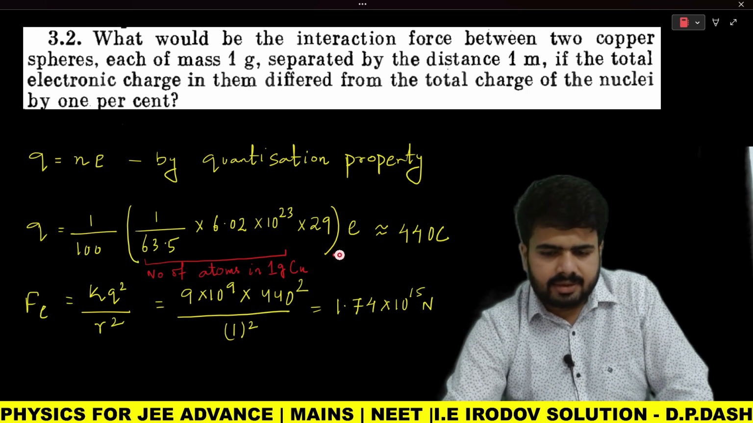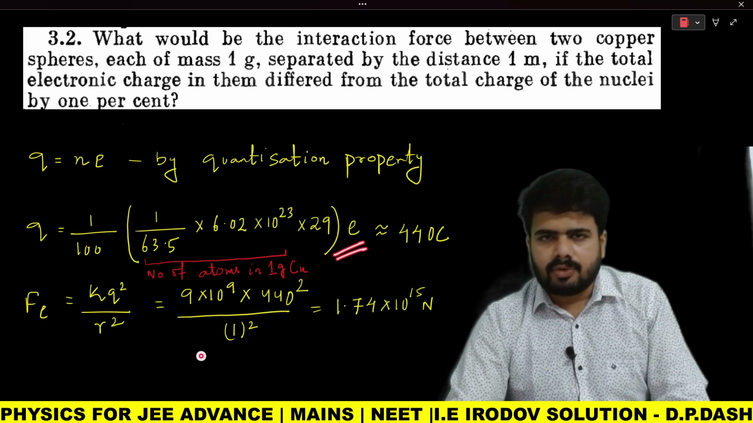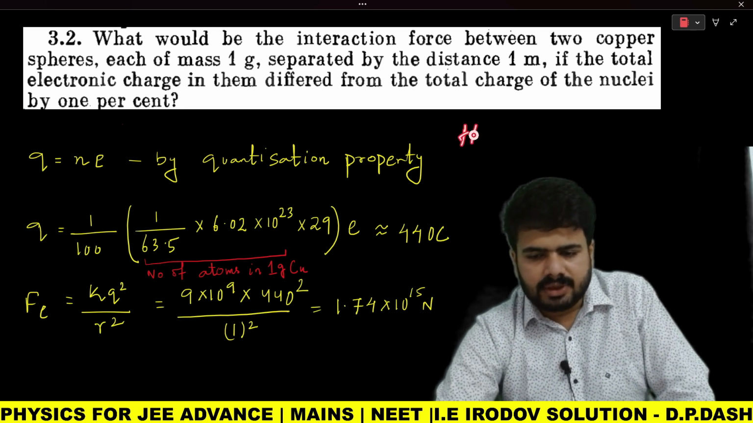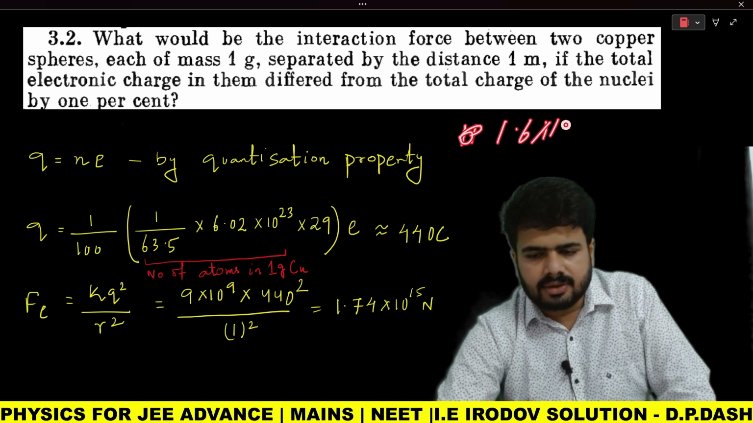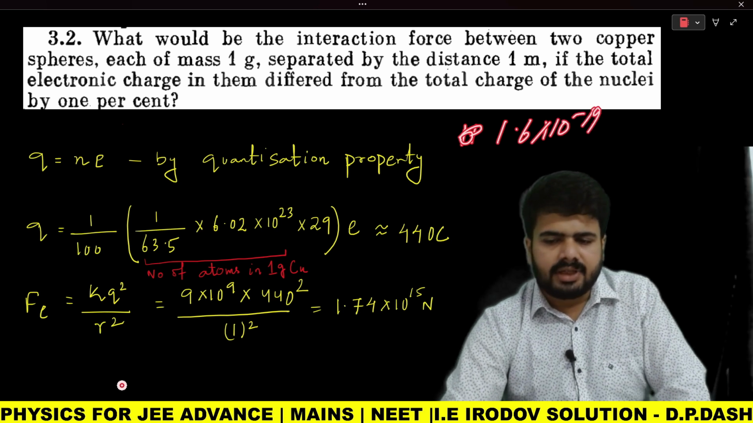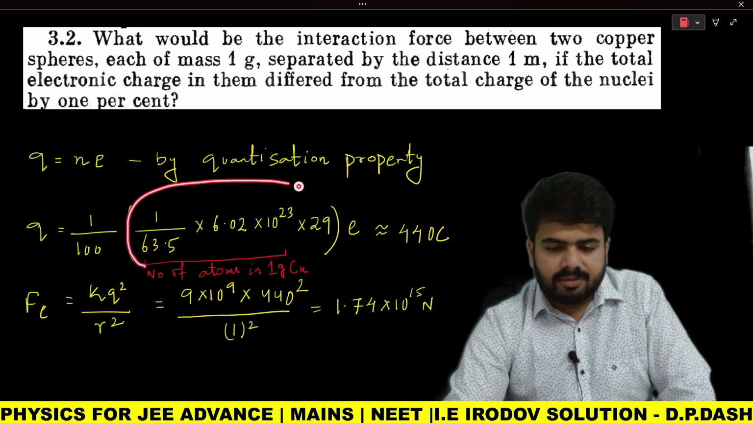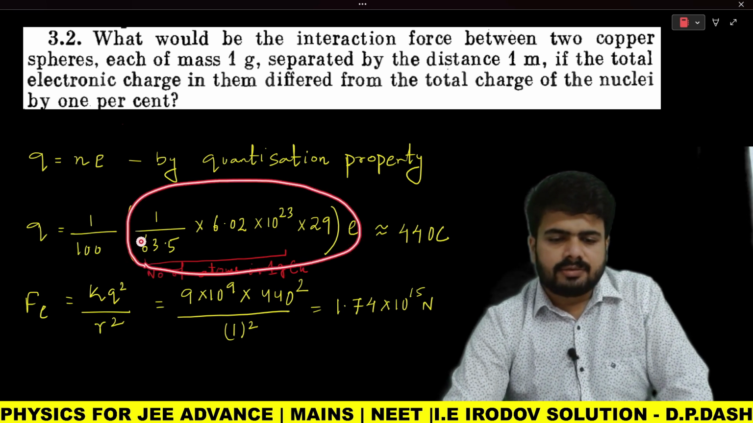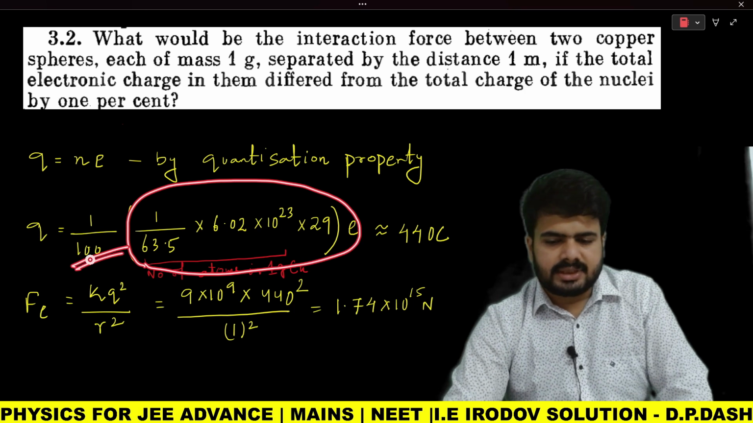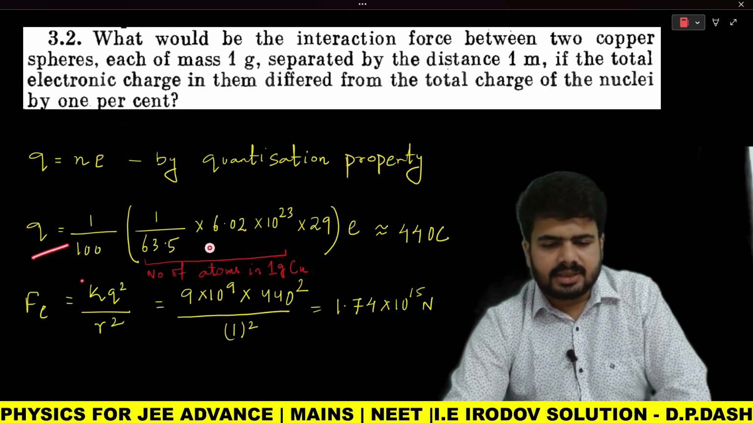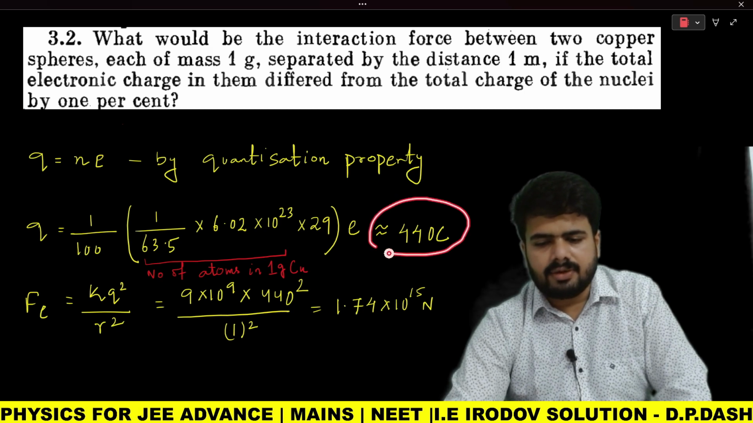You multiply that with the charge of one proton, that is 1.6 into 10 to the power minus 19 coulomb. Once you multiply this, you'll get the value of the total charge, out of which you have to take 1%. So when you consider 1%, your net charge is going to be 440 coulomb.